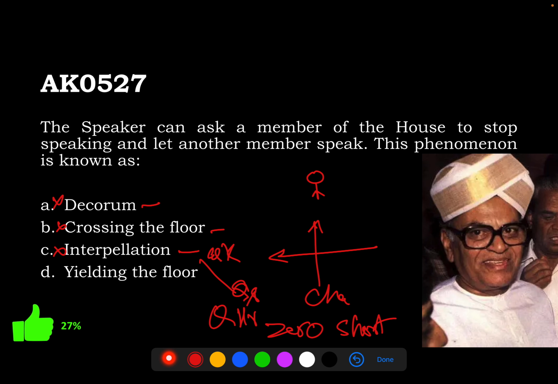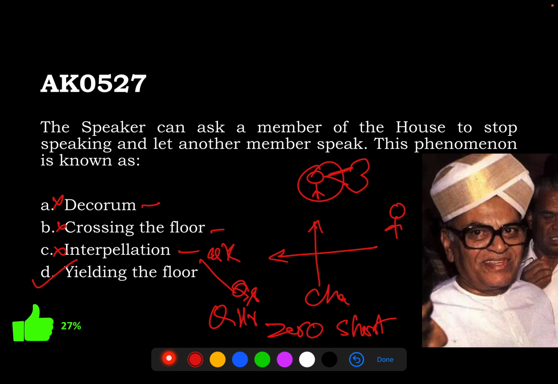So already the answer is clear. It is yielding the floor. And what does that mean? To stop speaking and let another member speak. So this member who's speaking right now, they have to stop. So when they stop, only then some other member can speak. So this is what is called yielding the floor, like giving away the floor. So the correct answer is D.